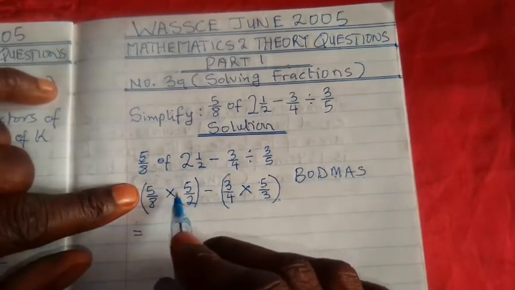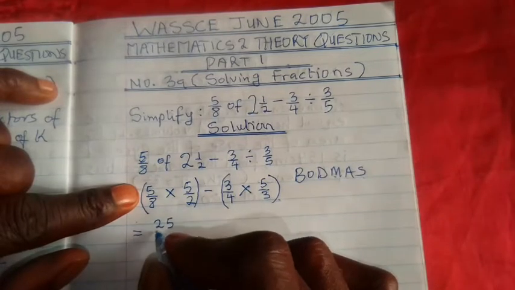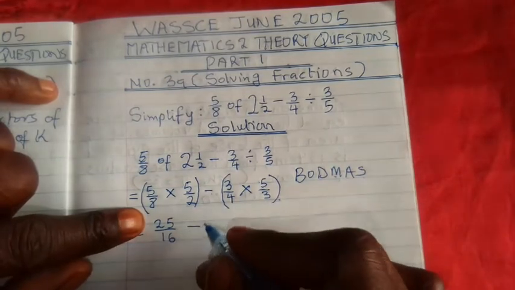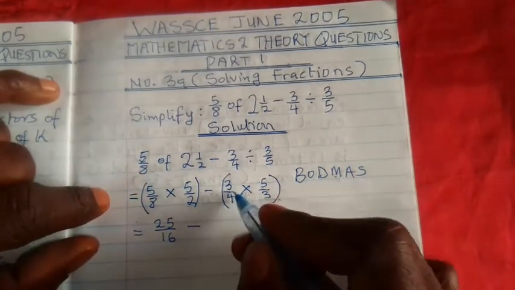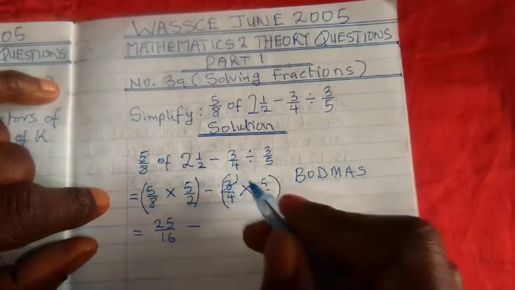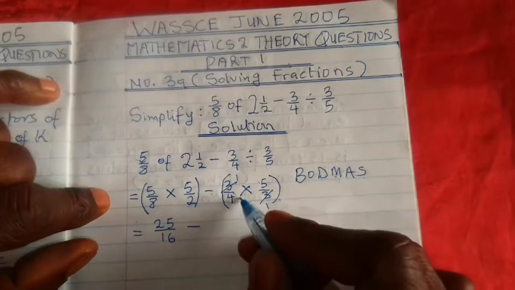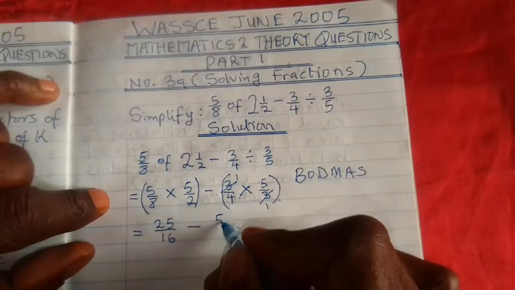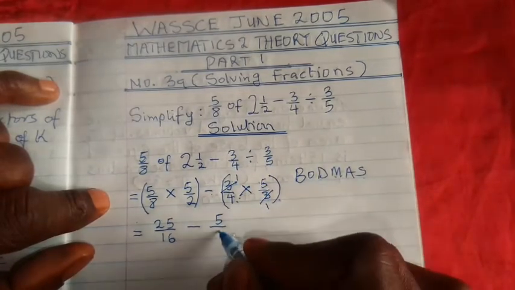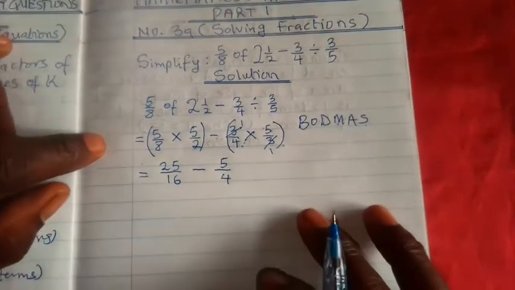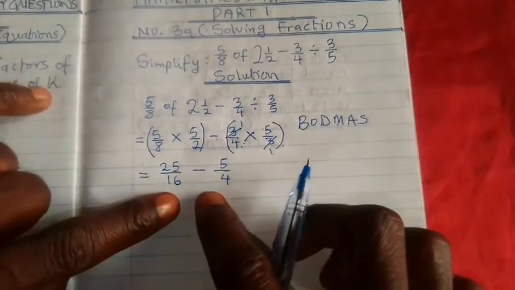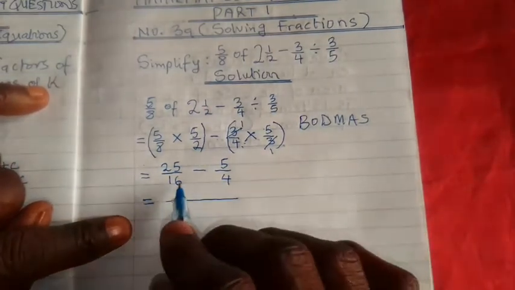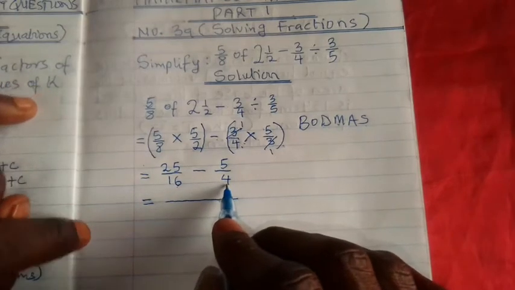So we say 5 times 5, and that will give us 25, upon 8 times 2, that will give us 16. Then we'll put our negative sign, and then we come here. You can see that there are common factors here. This number 3 can cancel this number 3 down here. So 5 and 4, there is no common factor. So we are going to multiply them out. So 1 times 5 will give us 5. Then 4 times 1 will give us 4. So at this point now, we've reduced the fraction to this point here, where we are to subtract these two fractions. So at this point here, we take our LCM of the denominators 16 and 4.